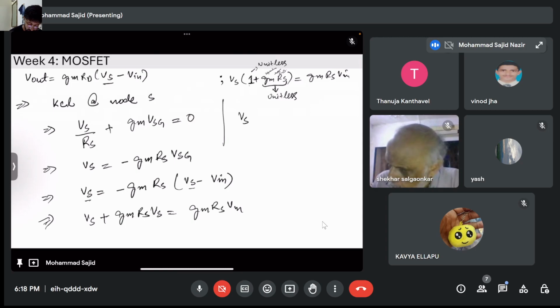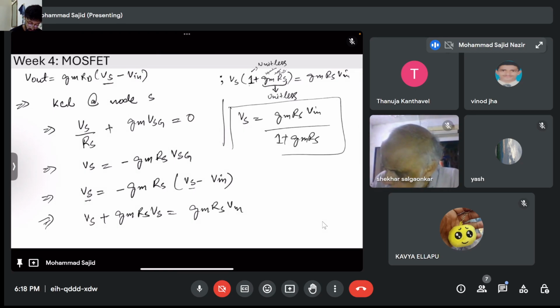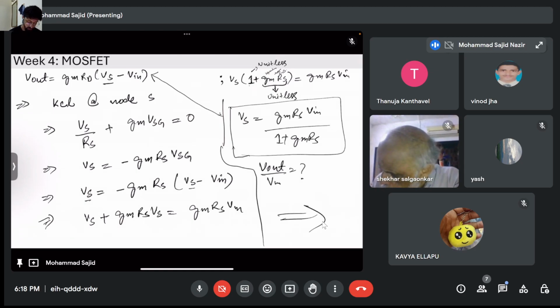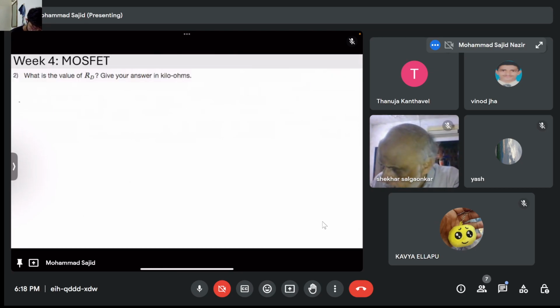So that means my Vs will be equivalent to GMRS Vin divided by 1 plus GMRS, right? Okay, so now we got this equation. Why do we need this equation? We need this equation in here because we want to calculate the output by Vin, right? Let's go on the next page. So my V output, that's it.